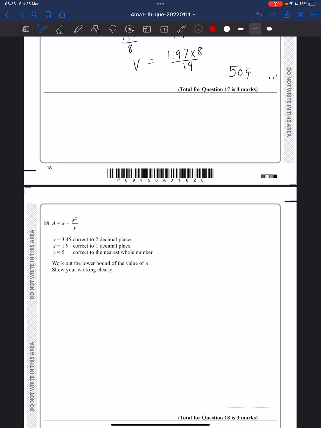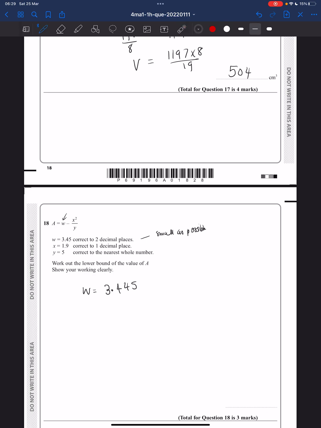Okay. So the lowest that A could possibly be, we want to start with the smallest possible W, and then we're subtracting something, so we want to subtract the biggest possible number, and that will give us the lowest possible A. Okay, so we want to start low, so W, small as possible, because we want a low A. It's correct to 2 decimal places, so we're going to have W to be 3.445, because that's the smallest W can be.